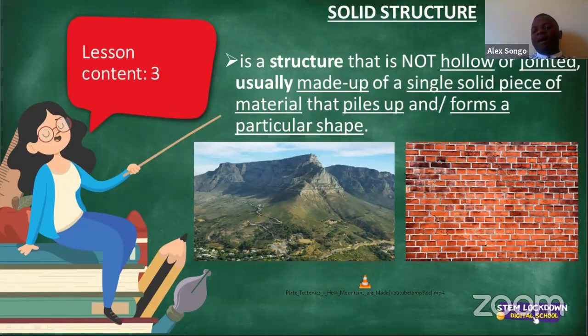Now, they are usually made up of a single solid piece. What does it mean? It means that they are very selfish in how they are. They are not made up of a lot of materials. So if they are made up of cement, it will likely be just cement, or if it's soil, it will likely just be soil. Very selfish type of structure, that one. Now, what usually happens is that that solid piece, which is only one, does not exist in any other form, will usually pile up into a particular shape.